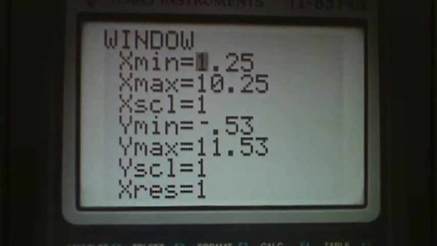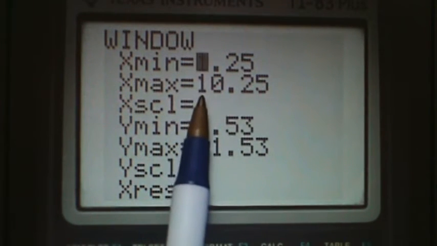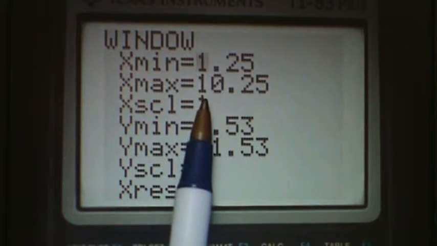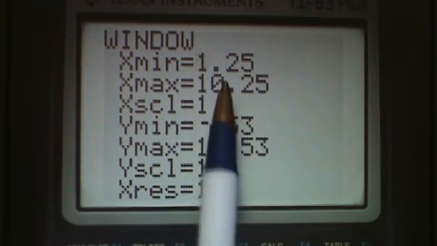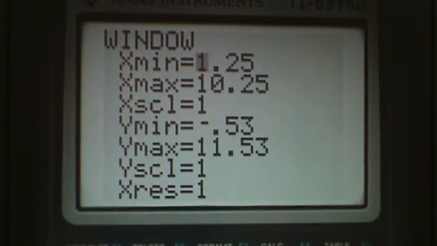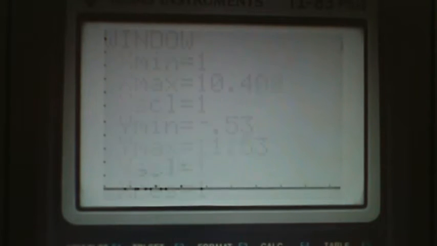Window settings. I have a 1.25. I have 10.25. I need a total horizontal distance of 9.4. I can accomplish that rather easily by adding 9.4 to 1.25. Actually, I could do this. I could just take this and make this 0. That's 1. And add 9.4, and I get 10.4. So I'm going to input a 4, 0. And now let's look at the graph.